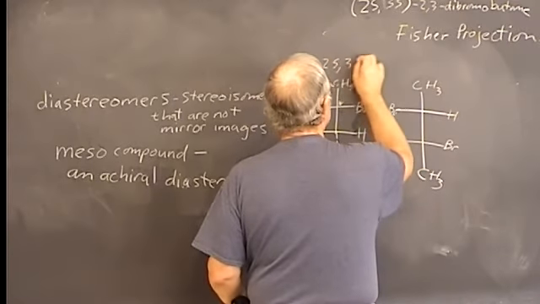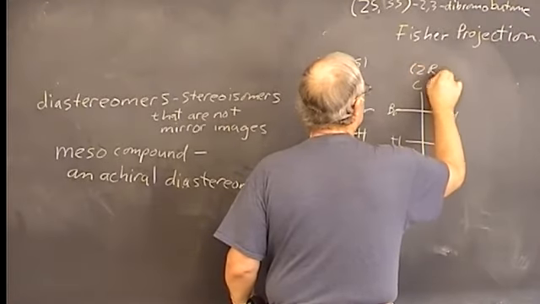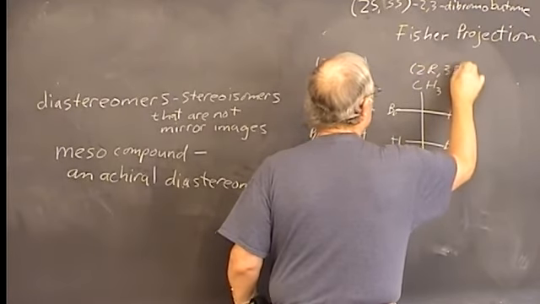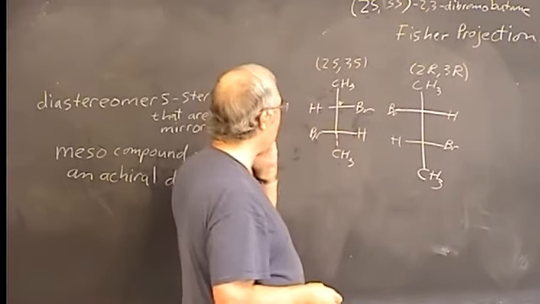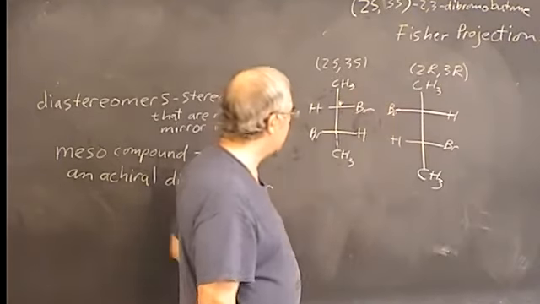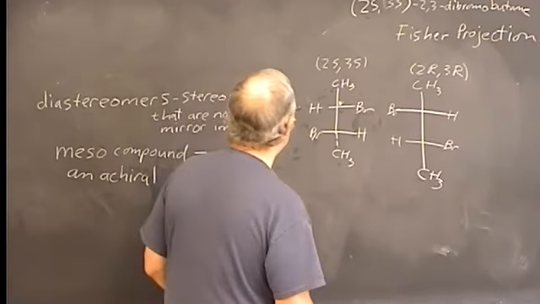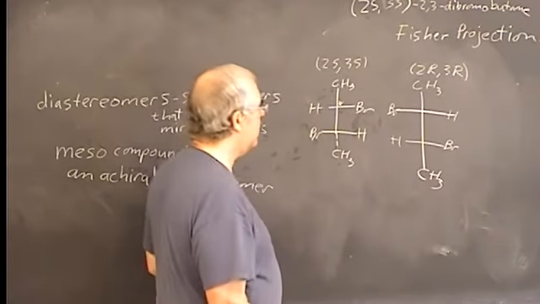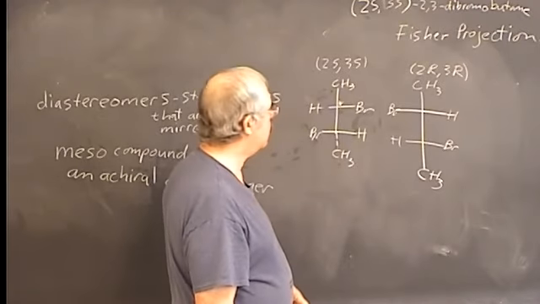2S, 3S. Change the configuration of both of these. Okay, and I think you can imagine if there's a mirror here, this would be the reflection. Okay, what if we change one configuration but not the other?